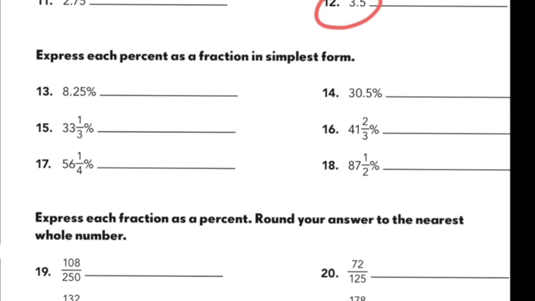Okay, so the next part that we're going to talk about is express each percent as a fraction in simplest form. There are really 2 different kinds here. One's with decimals, and then there are also ones with just fractions. Let's do the ones with decimals. I'm going to show you one with the decimal, and then you could do the other one. So number 13 is 8.25%.